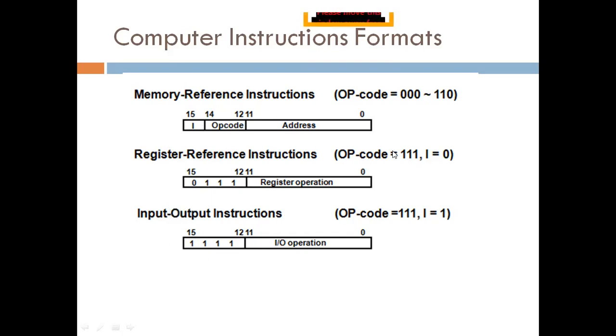So if the value of opcode is equal to 111 and the last bit, that is I, is 0, then it is a register reference instruction. And if the opcode is 111 and the value of I is equal to 1, then it is an input output instruction. Okay. So if the value of opcode is 111, then it may be register reference or input output reference. And if the value of opcode is not 111, then it is a memory reference instruction.